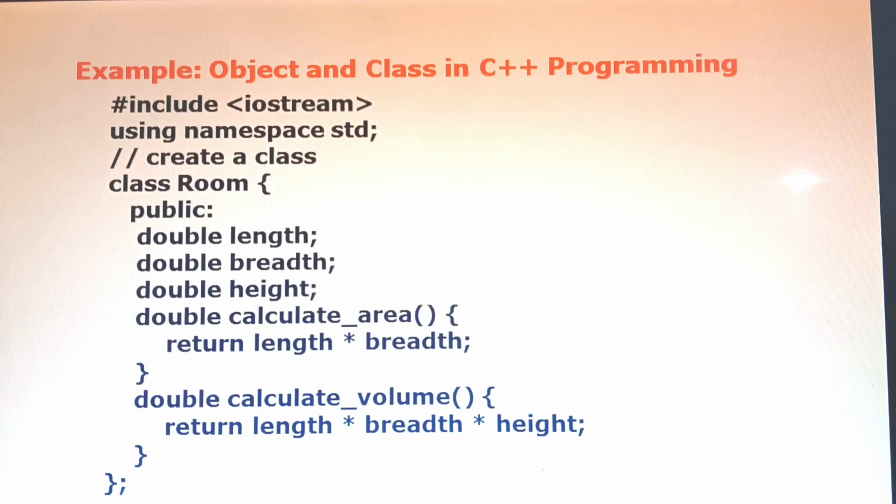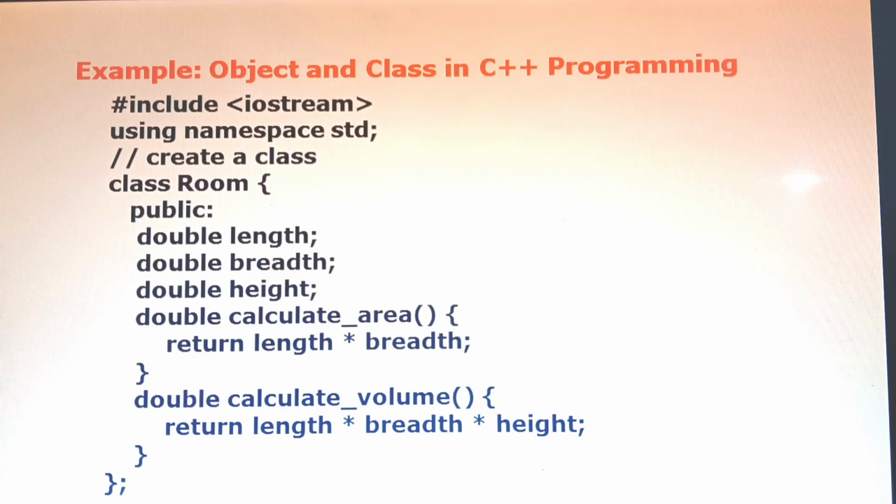Okay, area of the room is length into breadth. Volume of the room is length into breadth into height. Here two functions are there to calculate area and calculate volume. Then three variables are there: length, breadth and height. Okay, first we have to create one class.